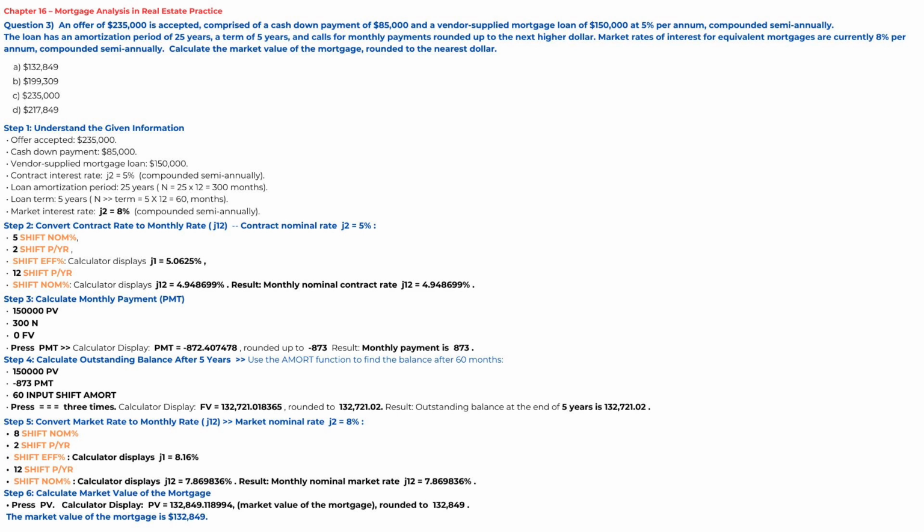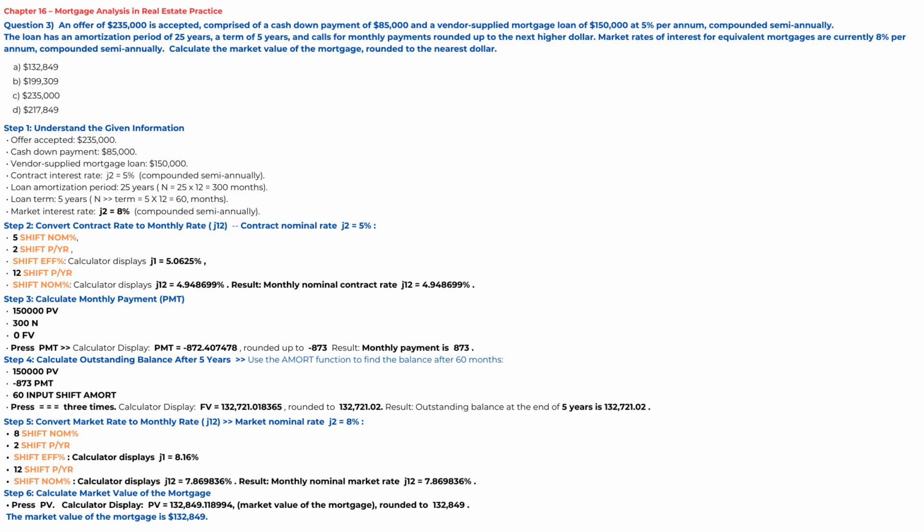Step 3. Calculate monthly payment. 150,000 PV. 300 N. 0 FV. Press PMT. Calculator displays 872.40478, rounded up to 873. Result. Monthly payment is $873. Step 4. Calculate outstanding balance after 5 years. Use the amort function to find the balance after 60 months.